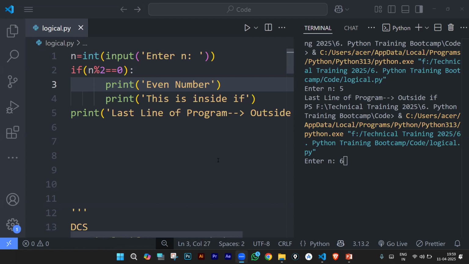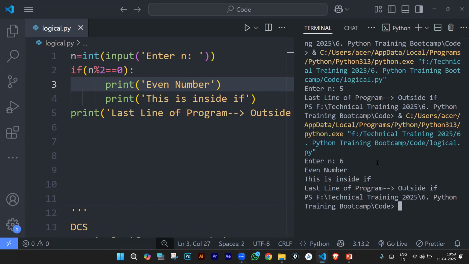Yes, you see, I'll run it, see it for yourself. First, we are getting even number. Next, we are getting this line is inside if. Next, we are getting last line of the program outside if. Some of you might wonder, why has this fifth line been executed? You see, the condition is true. So the statements inside if will be executed. So this line is executed, this line is executed. It will come outside if as well, so this line will also be executed. That's the normal flow.